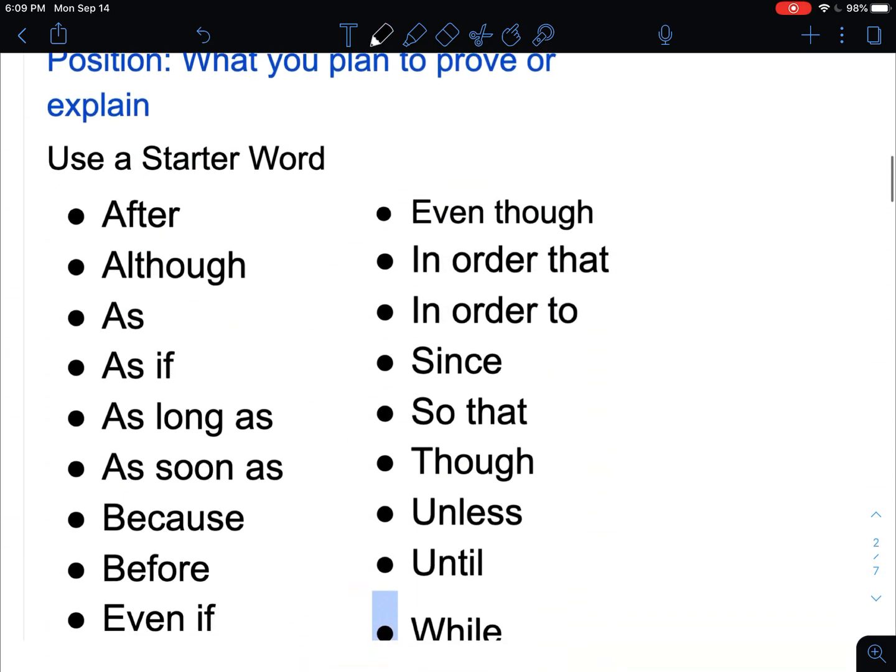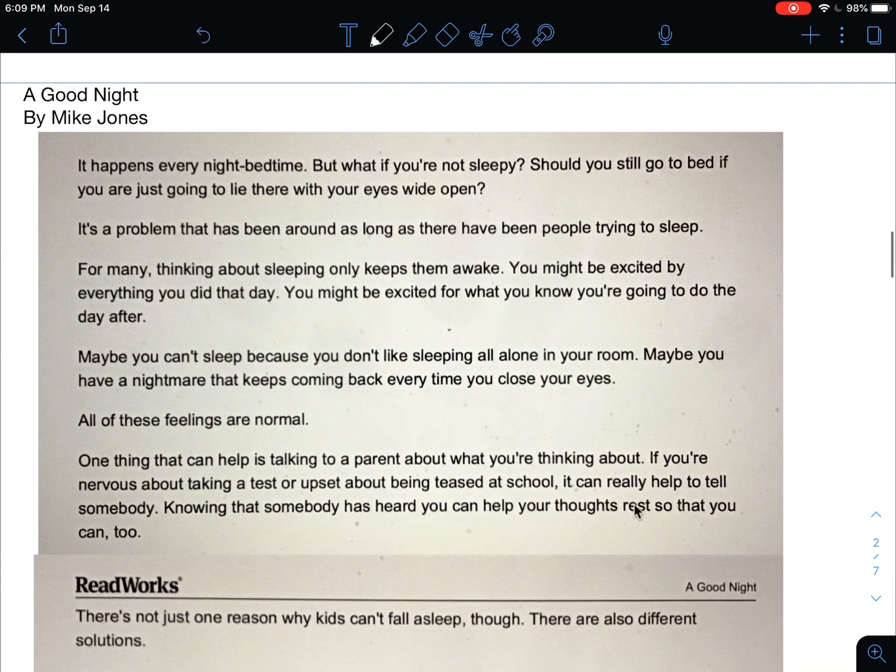All right. So this article is called A Good Night by Mike Jones. And one thing to keep in mind, anytime you're reading these articles, don't just read them to get through them. As you're reading, you're always thinking of what's the main idea and what are the supporting details. So as I'm reading this, be thinking of that already, because you need your main idea for your NVF. You need your supporting details for your yellows. So be thinking of that as you go. Those are the most important things to focus on.